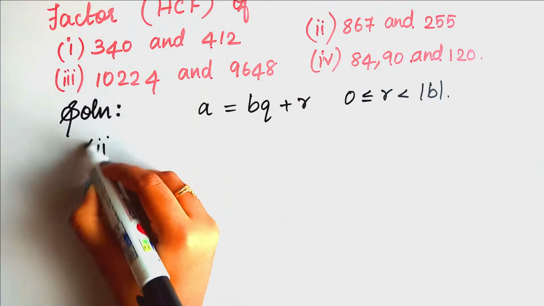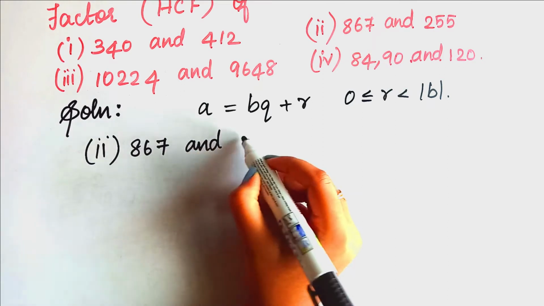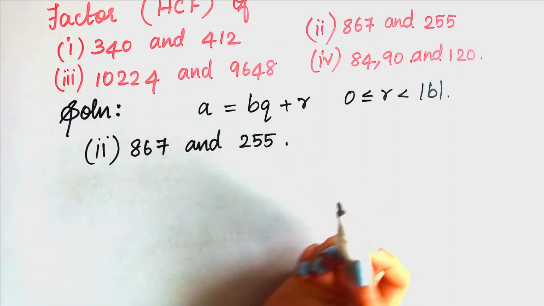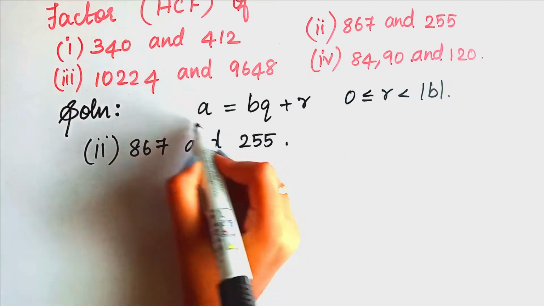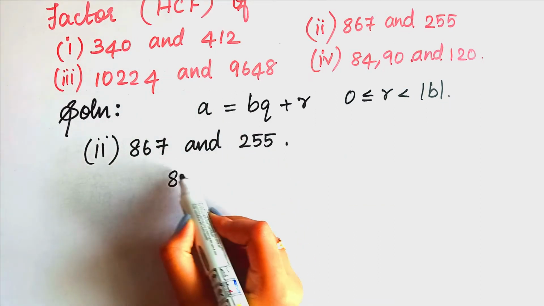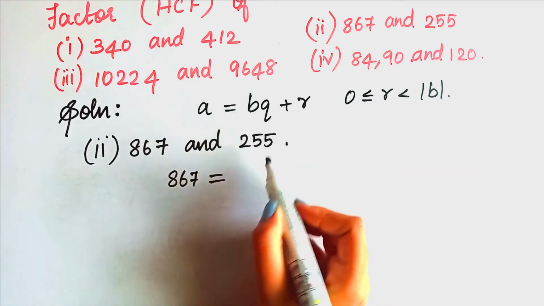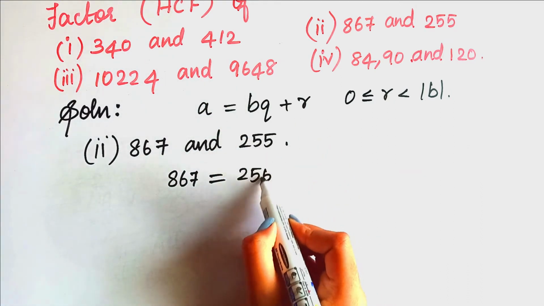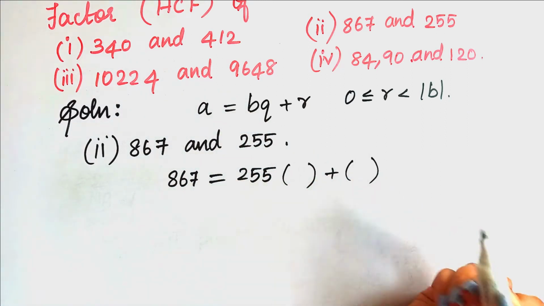Our second subdivision is 867 and 255. So as always we have to take our biggest number as a. So in the place of a we are going to substitute 867 which is equal to, and the next number will be b, which is 255, and we have to find the quotient plus remainder, right?